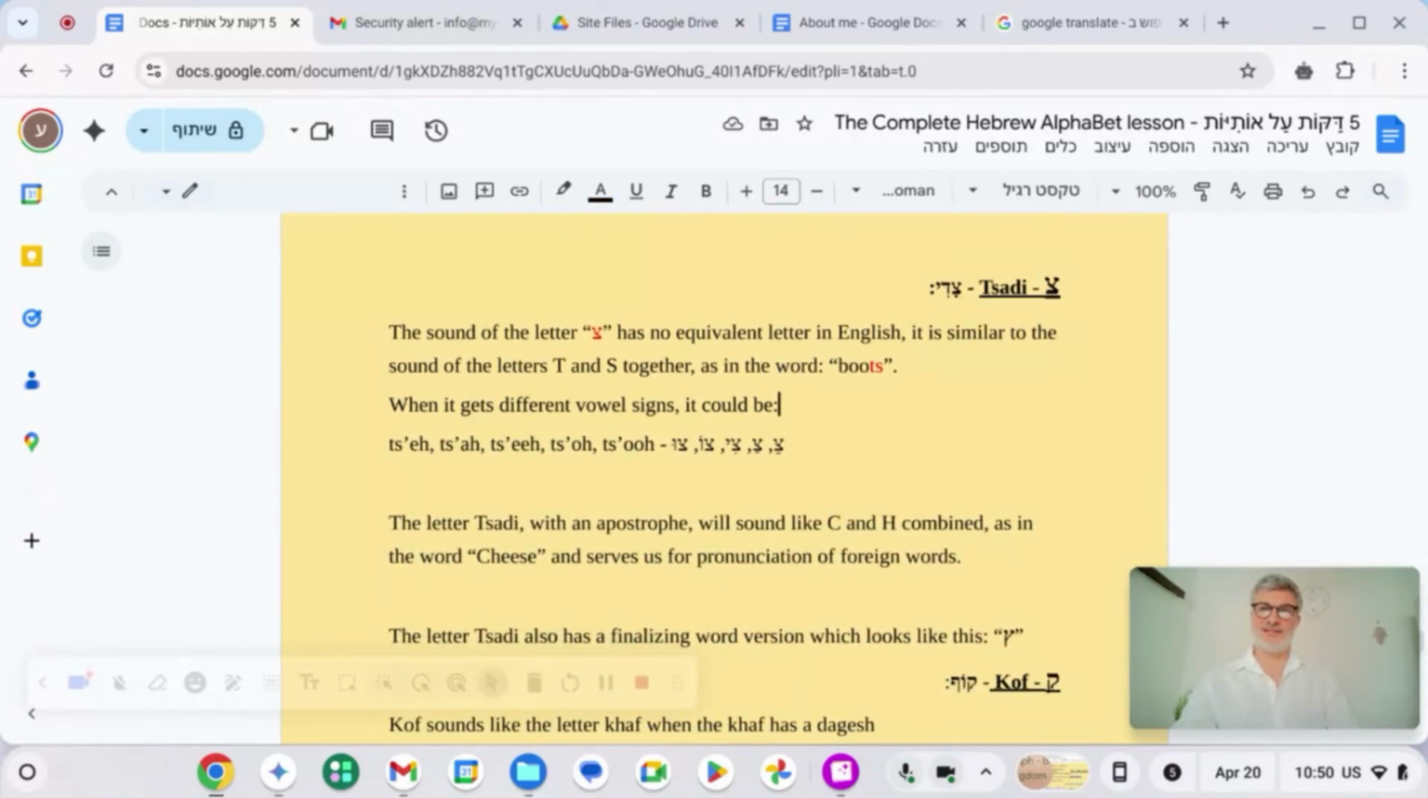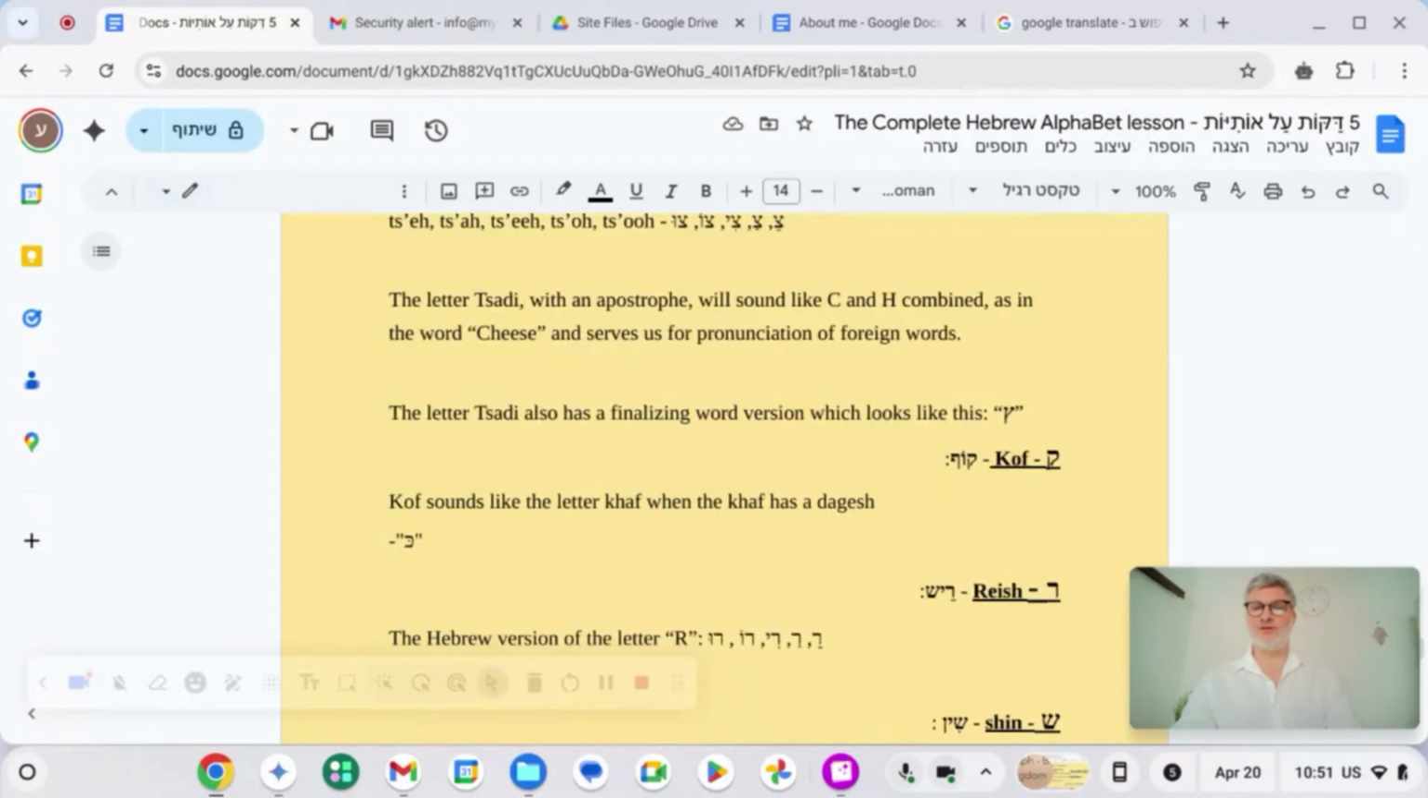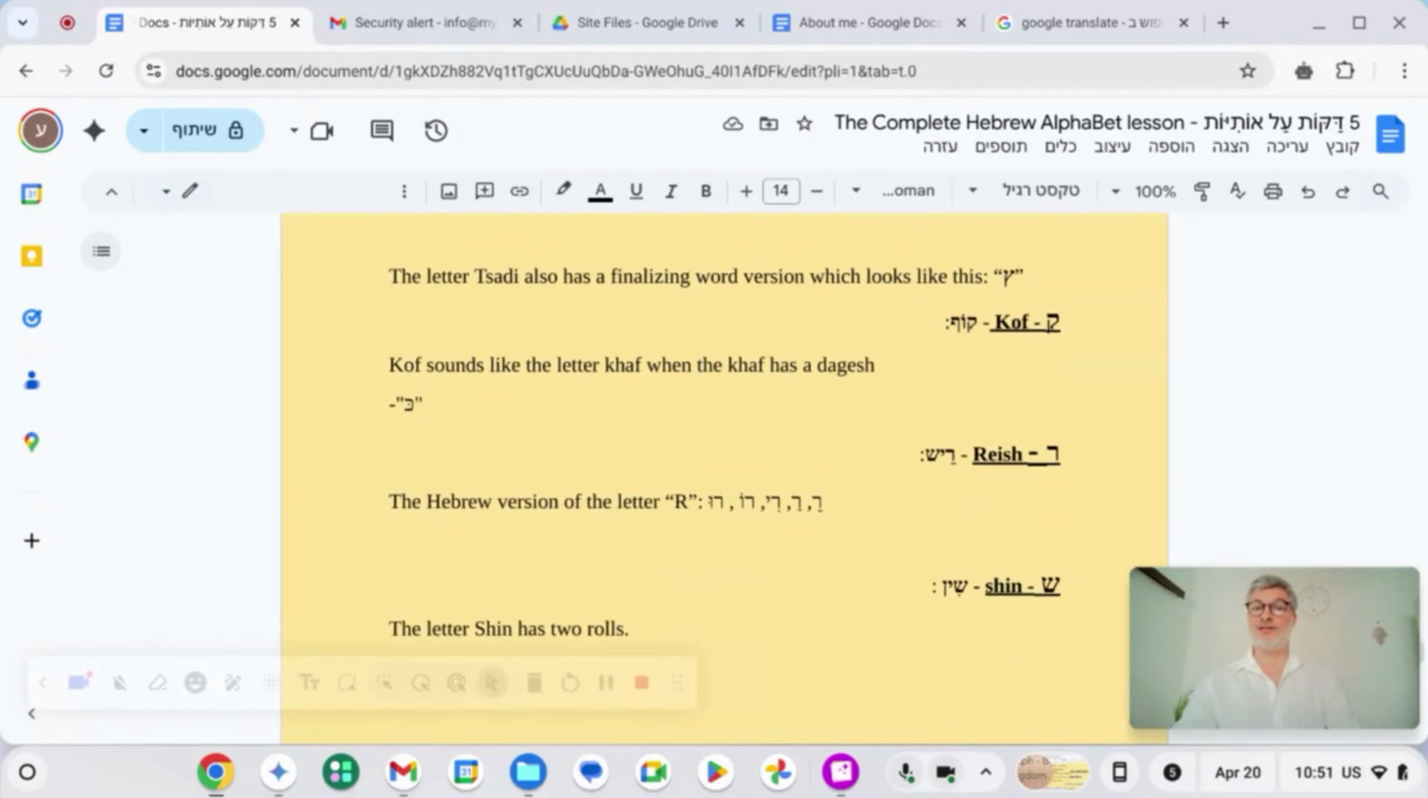The next letter is the letter Tzadi. The sound of the letter Tzadi doesn't have an equivalent letter in English. It is similar to the sound of the letter T and S together, as in the word boots. When it gets different vowel signs, it could be Tse, Tza, Tzi, Tzo, or Tzu. The letter Tzadi with an apostrophe will sound like the letters C and H combined, as in the word cheese, and serves us for pronunciation of foreign words. The letter Tzadi also has a finalizing word version which looks like this.